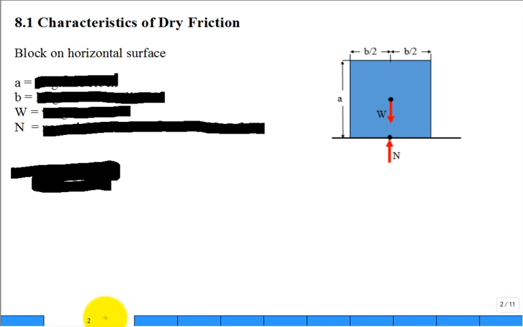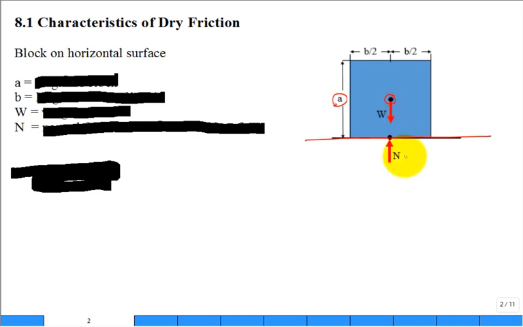So you start, you put a block on a surface. That's easiest. You just put a block of height A and width B, and it's 2D. You can make it 3D. Everything is truly 3D, but for introductory purposes, we'll use 2D. The block has a weight, W, and it's resting on this solid surface. You do a free body diagram.